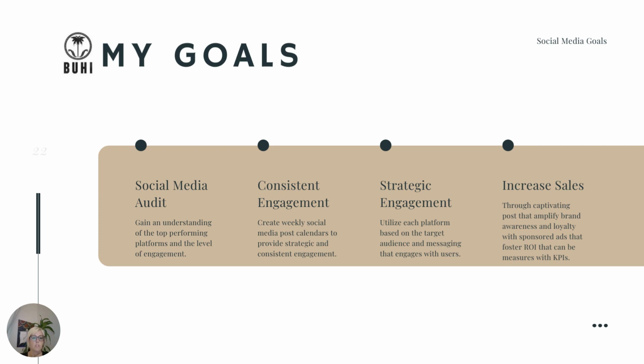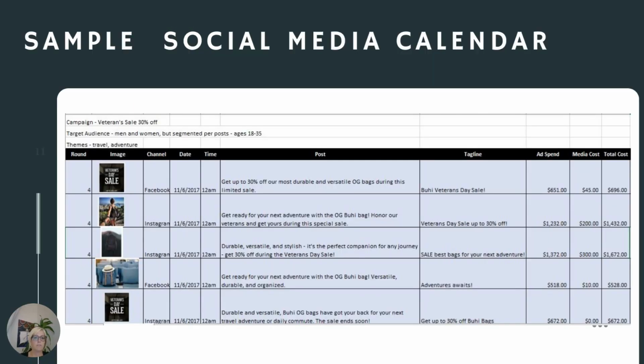The next thing is to create consistent engagement by creating a weekly social media calendar. Then to create strategic engagement that will ultimately increase sales. And by increasing sales, it's also important to understand what the ROI is, the return on investment, and then to measure everything with strong KPIs, key performance indicators.